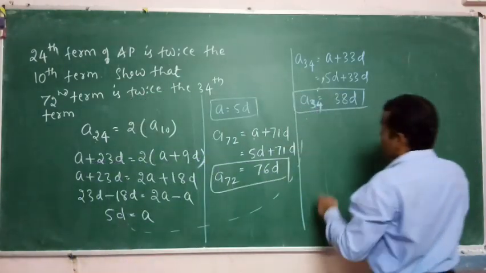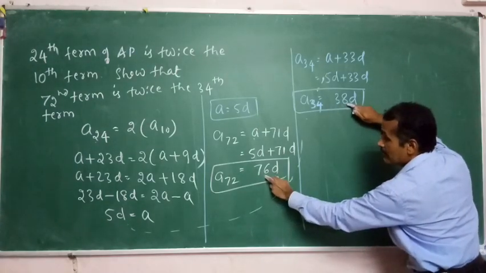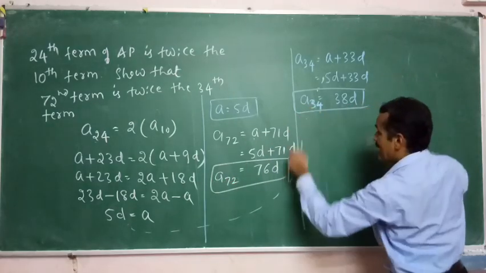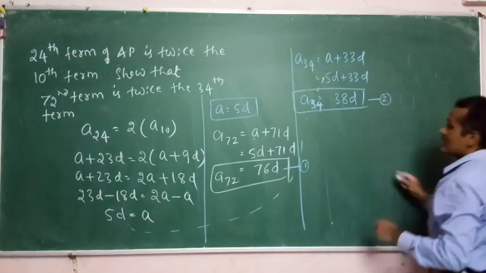So I can say this is half, this is double. This is double means this is double than this. I can call it equation number 1.